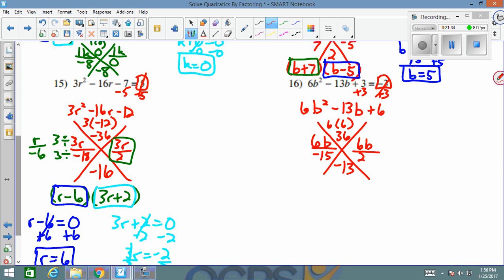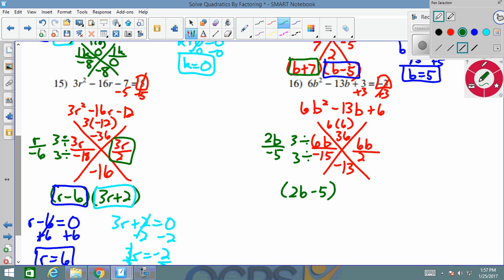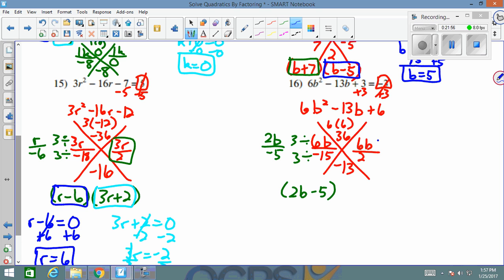Okay, remember it's the first number, which is 6, and the letter, which is b, so it's 6b and 6b. On the left-hand side, there's a number that goes into both. It's 3, so we're going to divide the top and bottom by 3. So it gives me 2b over negative 5, which if I wrote that, would be 2b minus 5. On the right-hand side, it would be 2. 3b over 1, so that would be 3b plus 1.